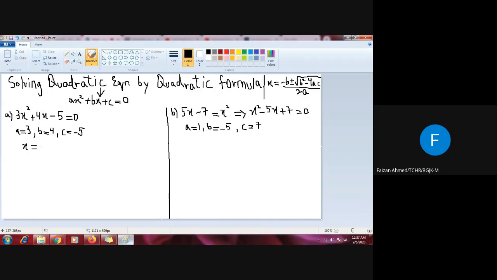We have x is equals to -b, and we have a positive and a negative sign, and then we have square root b square minus 4ac, and then whole divided by 2a. ये बेसिकली मेरा फॉर्मूला था जो कि मैं लिख लिख के इस तरह याद कर लूँगा.